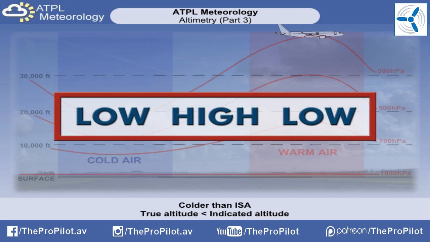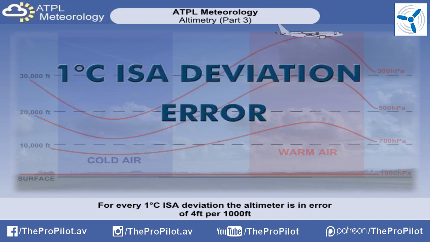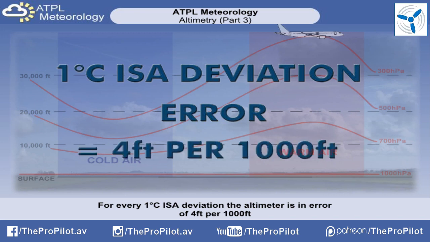So, to provide more accurate indications, we have a formula that enables us to calculate the error. This formula states that for every 1 degree Celsius deviation from ISA, the error in the altimeter is 4 feet per 1,000 feet. This formula is derived from another formula we saw in the pressure lesson. That formula was telling us the height difference per hectopascal. The best way to explain this new formula is to go through an example.